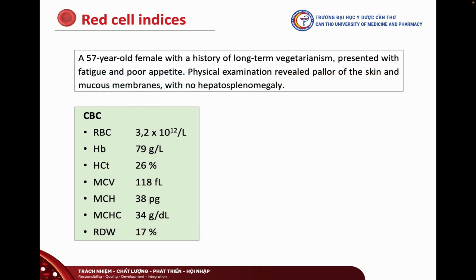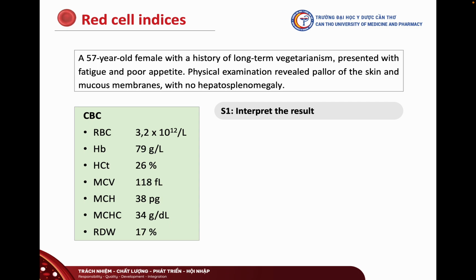Okay, now let's begin with the cases. We have a 57-year-old woman who has been a vegetarian for many years. She comes in with fatigue and a poor appetite. On exam, she looked pale and there is no hepatosplenomegaly. So, our first step is to interpret the CBC result. Her MCV is 118 femtoliters. That is clearly above 100. So this is macrocytic anemia.